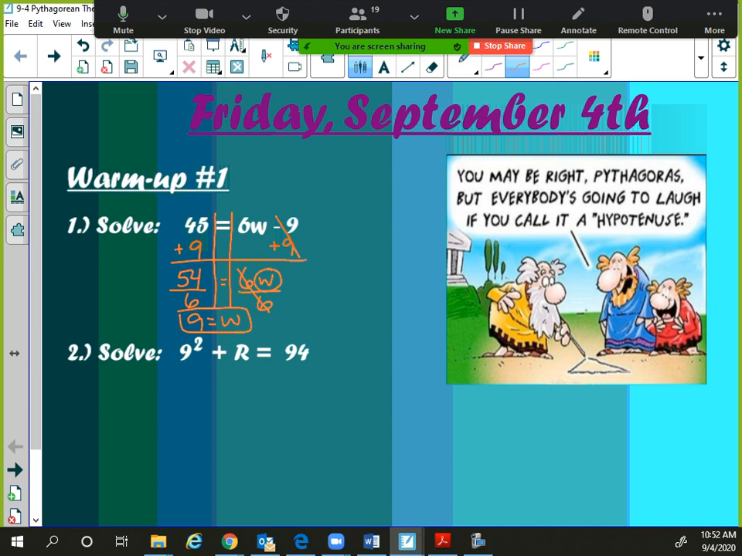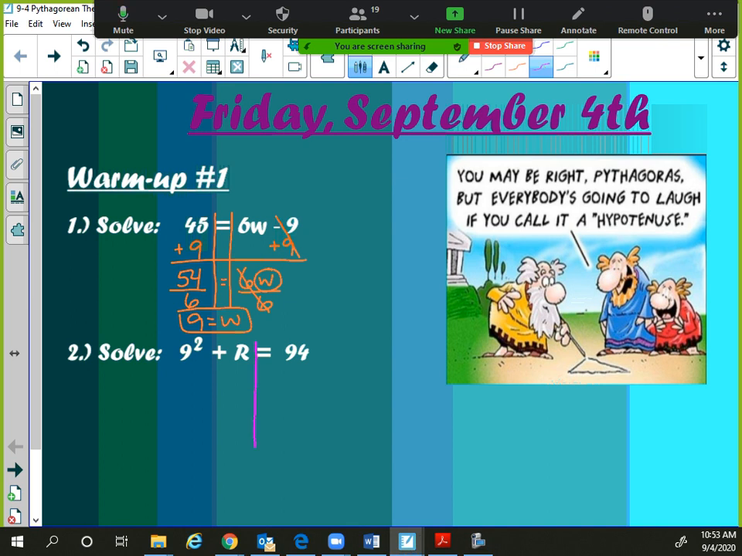We're going to be getting into equations very, very soon. So this is just kind of a refresher, a review. This next one may look a little different. You probably didn't have to deal with any equations that had a square or an exponent in there. But we have dealt with some squares and square roots, so that's why that is there. And it's leading us into our next topic as well. We have 9 squared plus r equals 94.